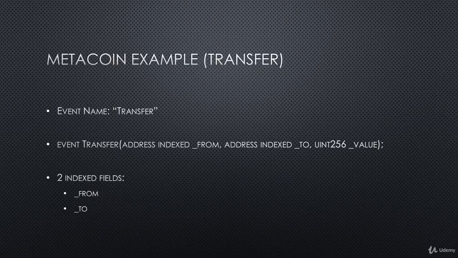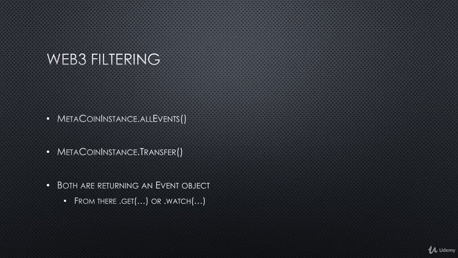Now, in the Metacoin example that is provided by Truffle, we have one event that's called transfer. So the event name is transfer, and if you have a look at the code, which we will do later, you can see the event transfer. It has an address which is indexed from, an address indexed to, and a value. So it has two indexed fields. One is from and one is to. And those are very important because you can always filter events by those fields that are indexed. And this is how the Web3.js filtering is working.